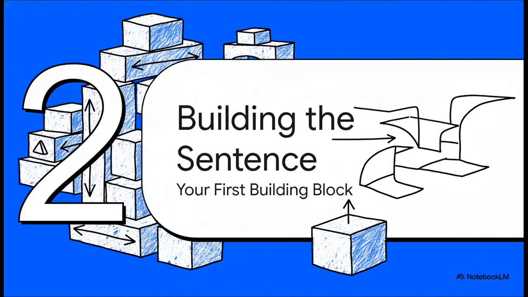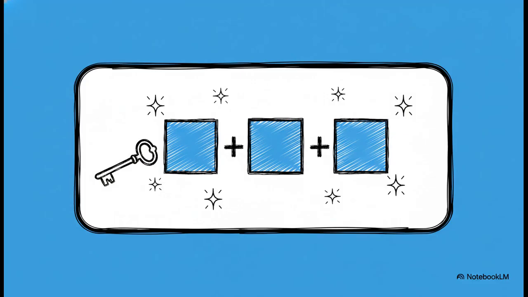All right, now that we know what it is, let's get practical. This is where the fun starts. In this next part, we're going to actually start putting sentences together. This is your first major building block. And guess what? It all comes down to a super simple, almost magic formula. Subject plus the verb plus the object. That's it. Subject, verb, object. If you can lock this into your brain, you are well on your way.